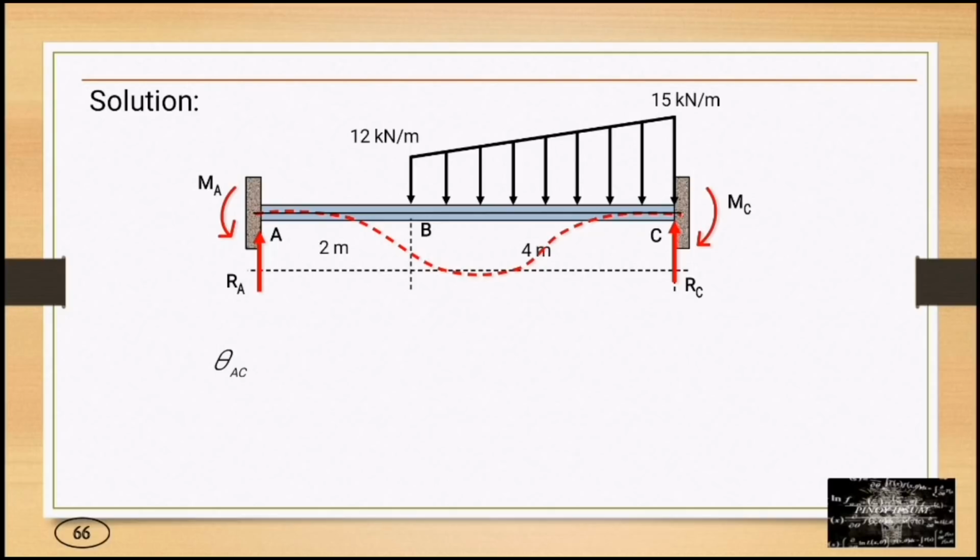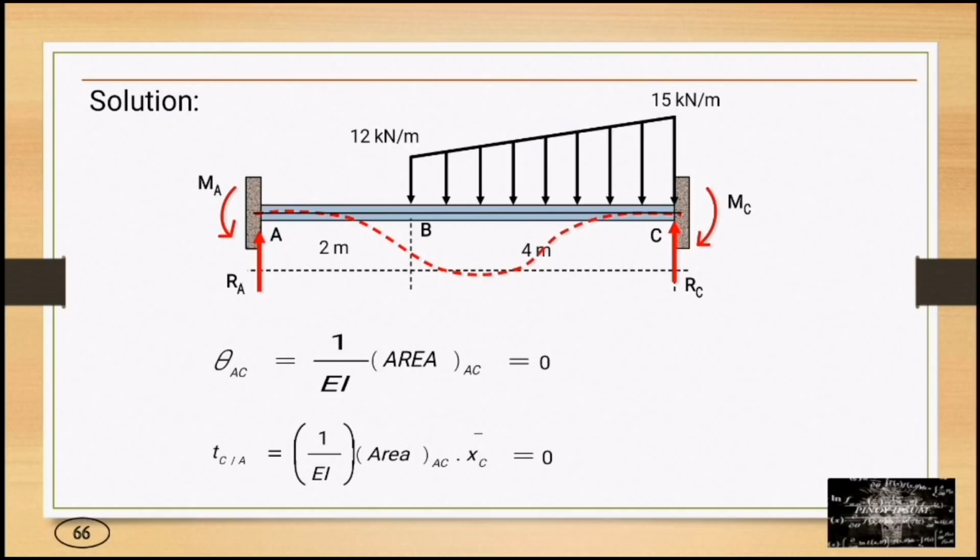So yung theta AC is equal to 1 over EI multiplied by the area of moment diagram between A and C is equal to 0. Then the TCA is equal to 1 over EI times the area of moment diagram between A and C times the X bar C is equal to 0. So this is TCA.